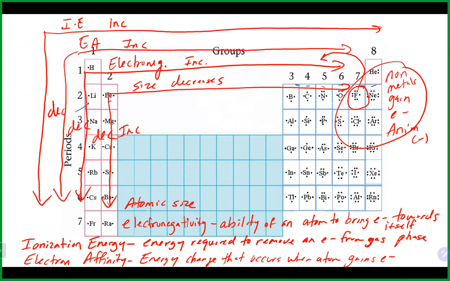As you go to the left and down on the periodic table, you have atoms that are larger, which means their outer electrons are further away from the nucleus and not going to be held as tightly. That's reflected in low ionization energy, which means you don't have to put a lot of energy in to remove electrons. They have very low electron affinity, which means they're not looking to gain electrons. And they have low electronegativity, which means, again, they're not looking to bring electrons towards themselves.